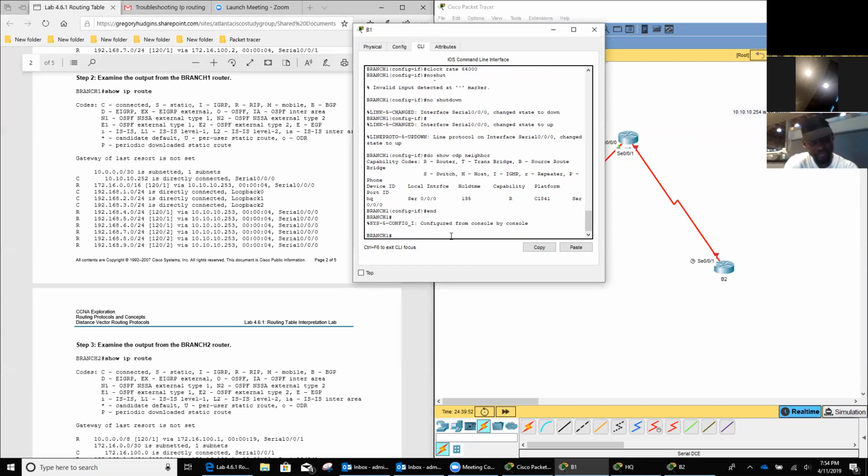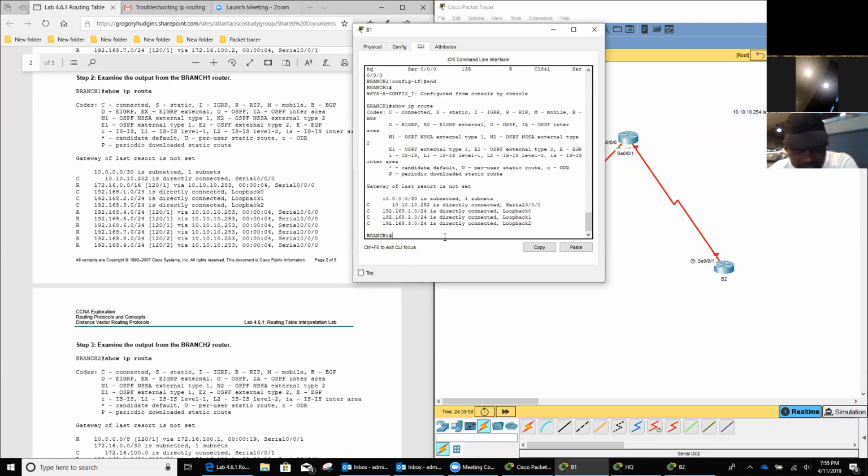Show IP route. Okay, so you only see connected routes. You don't see any RIP routes now, right? Right. How come you're not seeing any RIP routes? Is it that it has to be configured on the other routers? You have to configure it on your router. All right, cool. So let's go ahead and advertise those loopback routes. So go ahead and turn on RIP routing on this router.